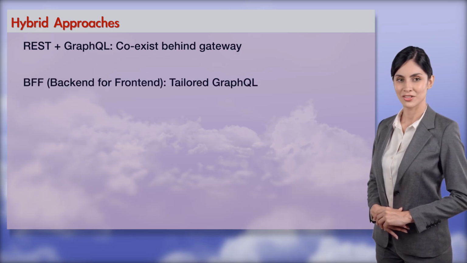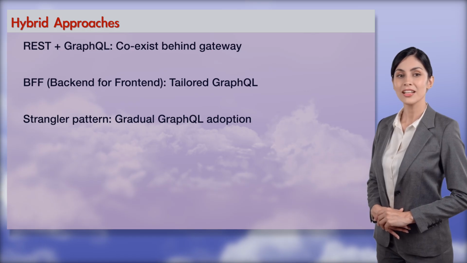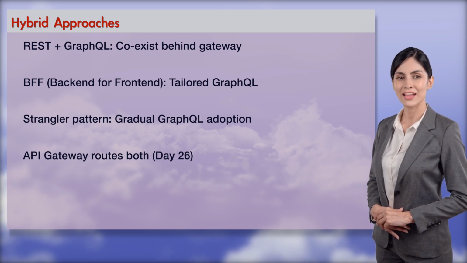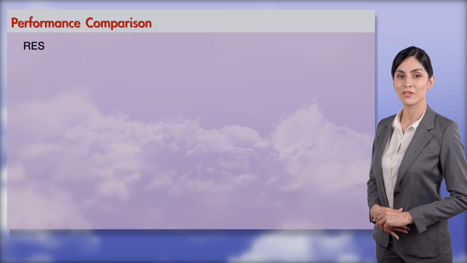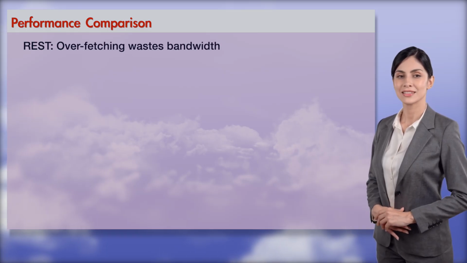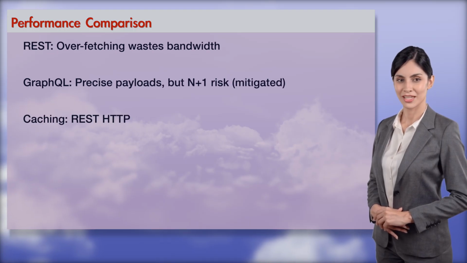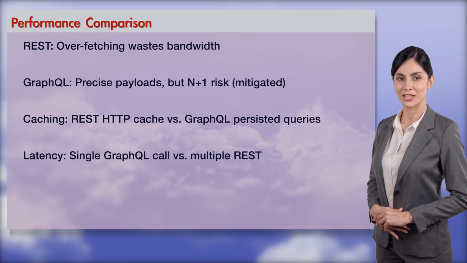Backend for frontend pattern uses GraphQL to tailor responses per client type. Strangler pattern gradually replaces REST endpoints with GraphQL. Gateway routes traffic to either based on path or header. Performance comparison: REST often suffers from overfetching, sending unnecessary data, and wasting bandwidth. GraphQL delivers precise payloads but can hit N+1 problems, mitigated with data loader or batching.